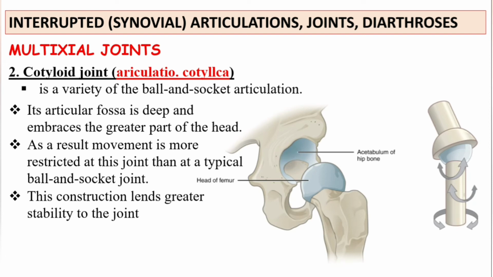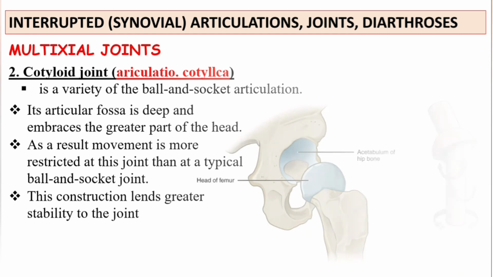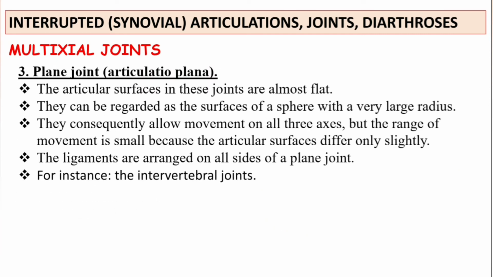The next kind is called the plane joint, or articulatio plana, right? The articular surfaces in these joints are almost flat. They can be regarded as the surfaces of a sphere with a very large radius. They consequently allow movement in all three axes, but the range of movement is small because the articular surfaces differ only slightly. The ligaments are arranged on all sides of the plane joint.